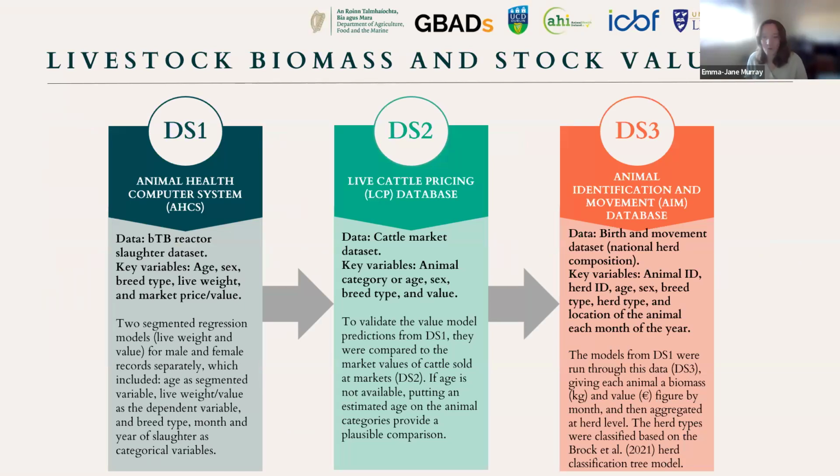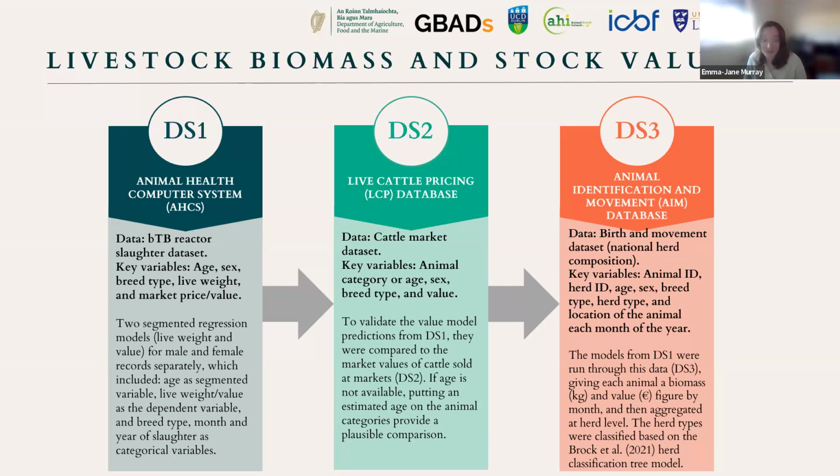Data from data source 1 is from the bovine TB positive reactor slaughter data, which is from the bovine TB eradication program, and key variables being age, sex, breed type, live weight and price. The second one being the market data, which we can use as a way to validate the value predictions that we got from the first data set.